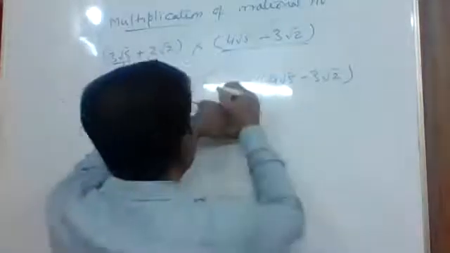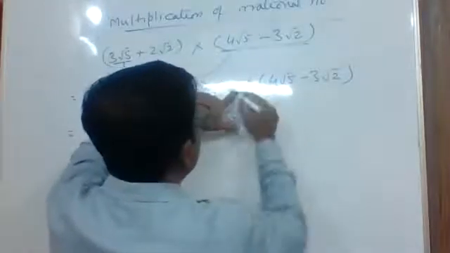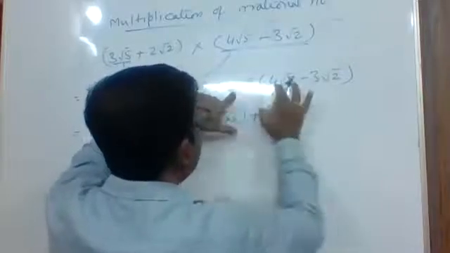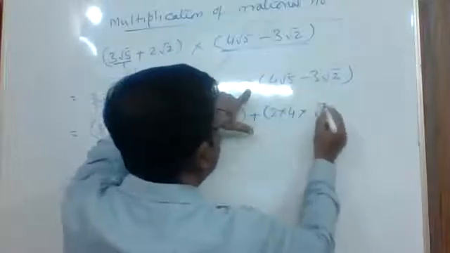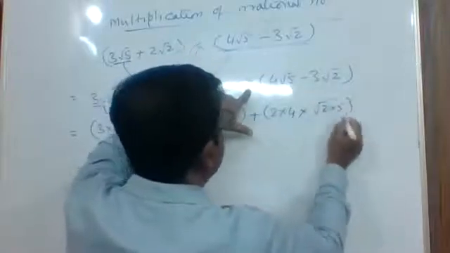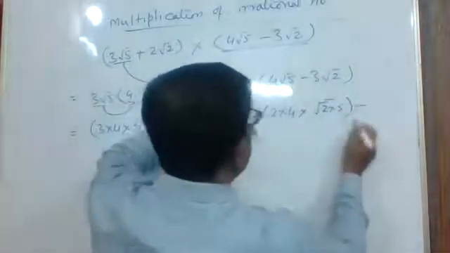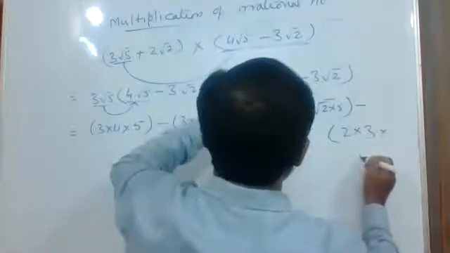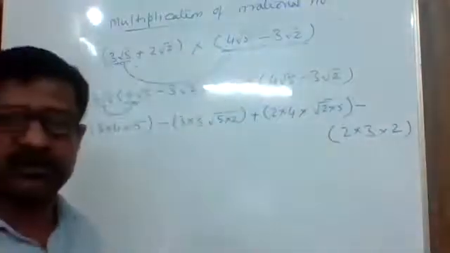Now we come to this plus sign here. We got plus sign, it has to be kept properly. 2 into 4, the rational part we are multiplying, 2 into 4 into root 2 into root 5. This is multiplication of these two. Again we got minus sign. 2 into 3 into root 2 into root 2 is 2. Okay.